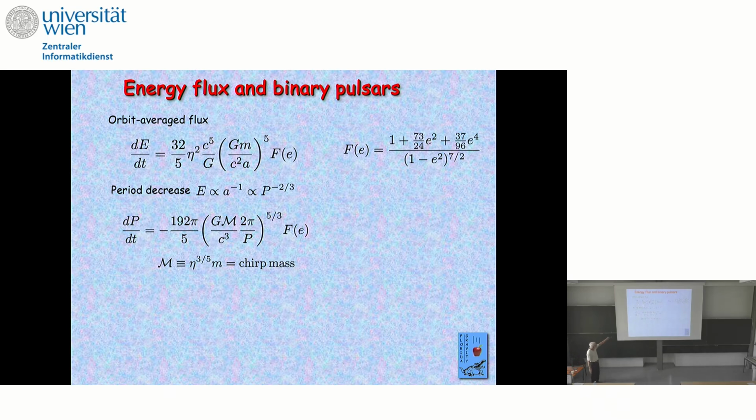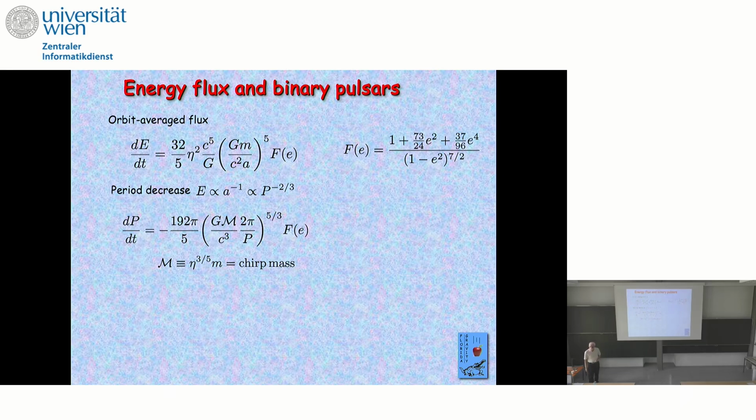rate of energy loss over one orbital period. So this is averaged over an orbit. So it depends on the ratio of the mass to the semi-major axis of the orbit, half the major axis, times a function of the eccentricity of the orbit. E equals 0 is circular, but E could be as high as 1 for a very elongated orbit. So there's that function here, and some factors to get the right dimensions.